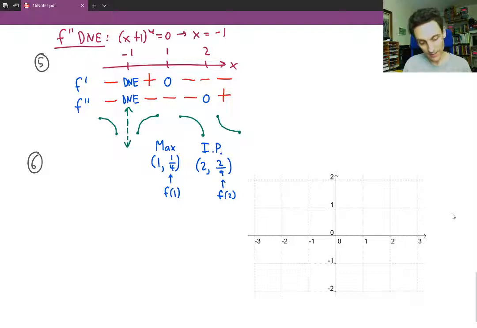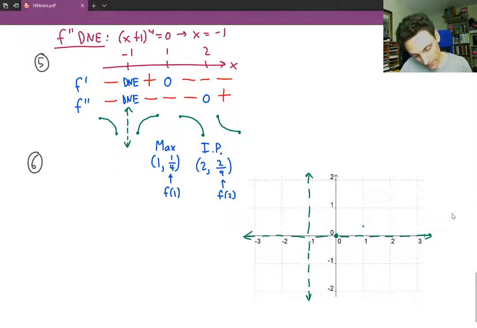Let's take all of this stuff and put it on the coordinate system. We have our x and y intercept at 0, 0. We have our vertical asymptote, x equals -1. We have our horizontal asymptote, y equals 0. And we have our max 1 comma 1/4. I draw that a little bit higher than maybe a fourth, just to help with drawing the picture. And then 2 comma 2/9. I'll draw that maybe like right here. Now we're going to piece together the graph.